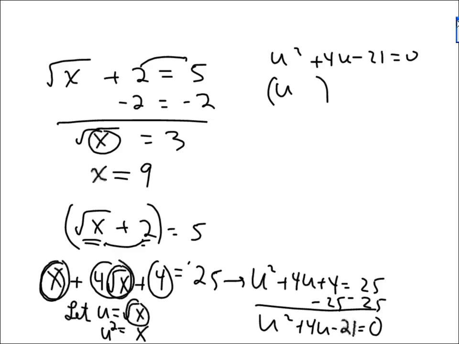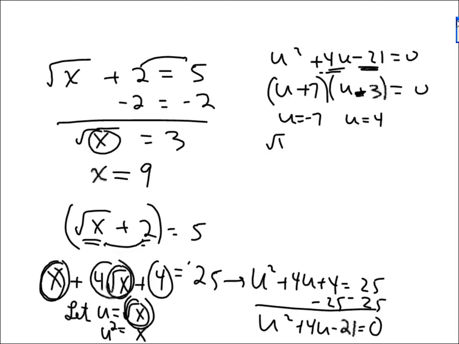You try to factor. You want two numbers that multiply out to negative 21 but add up to 4. I would think 7 and negative 3 will do that. So either u is negative 7 or u is 3. But u was the square root of x. So the square root of x is equal to negative 7, which is no solution. Or the square root of x is 3, which means x is 9.